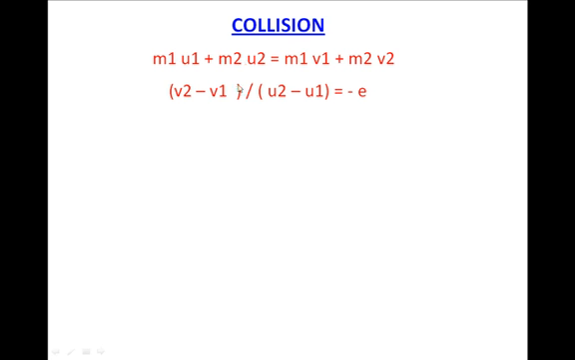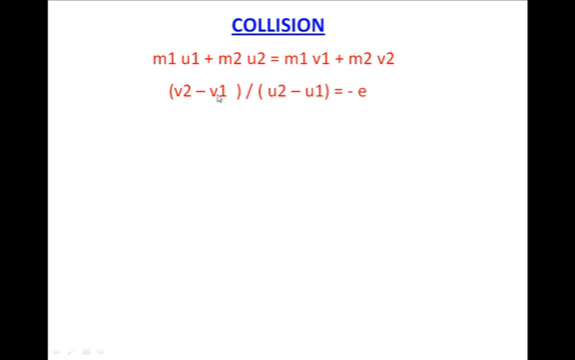Their initial velocities are u1 and u2. Their final velocities after collision are v1 and v2. Now, a statement will go like this: in the absence of any external force, before and after collision, the sum total of momentum will be the same.